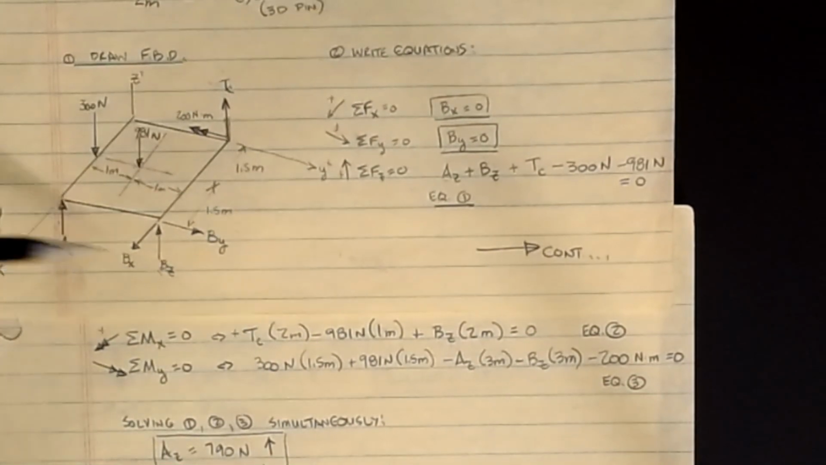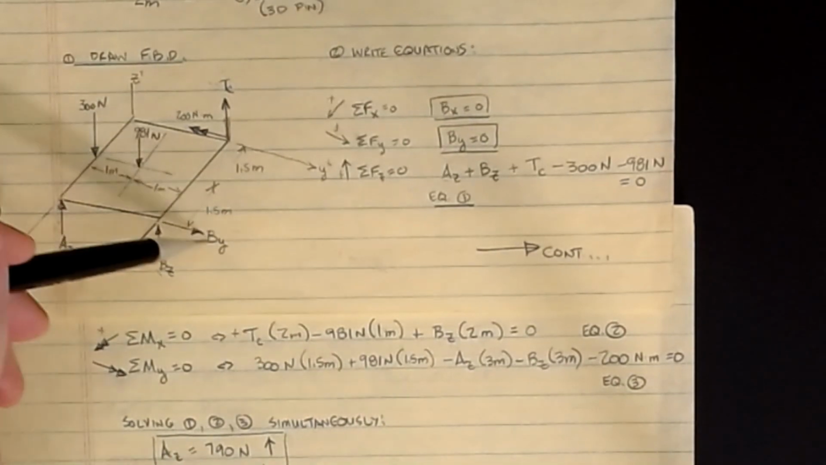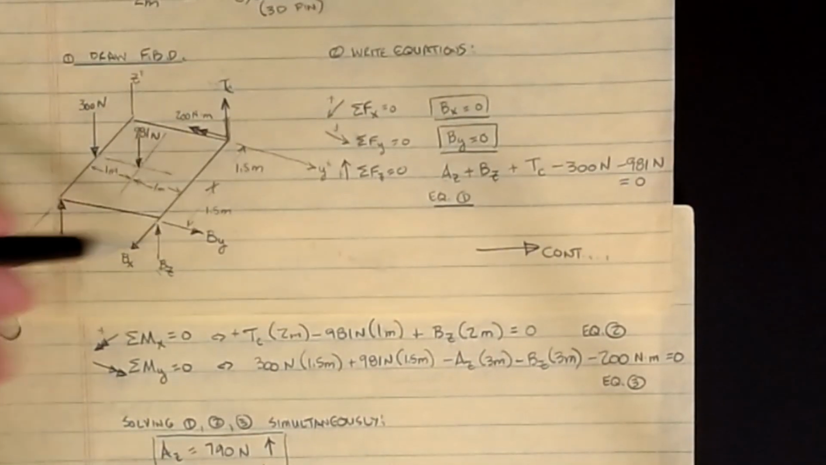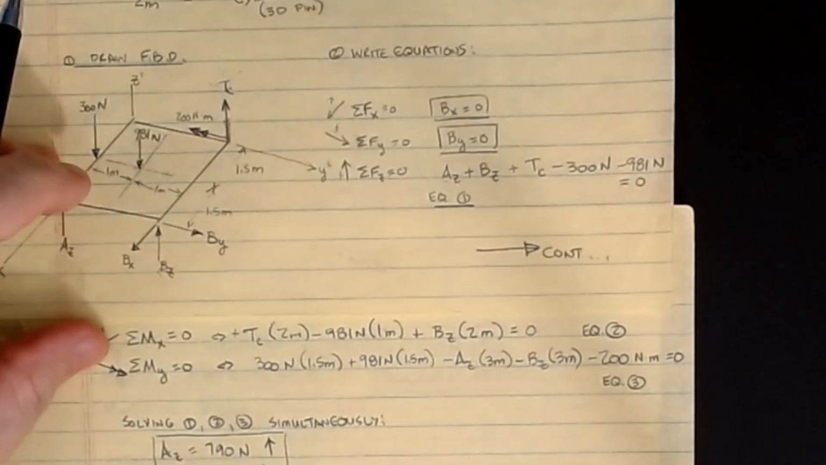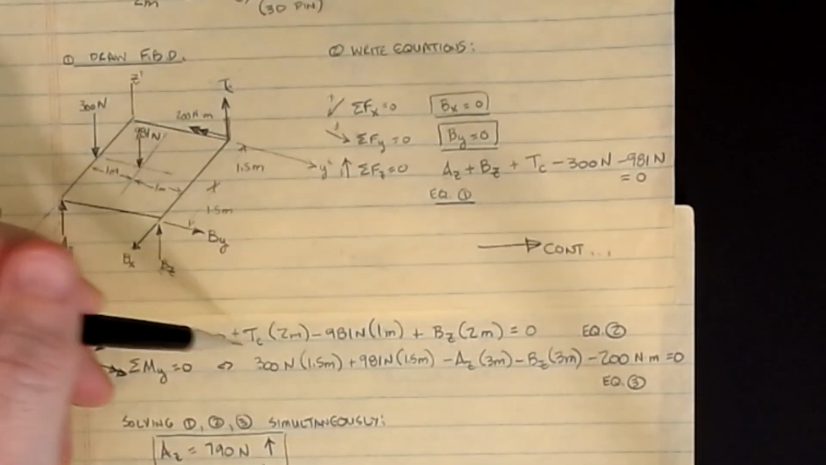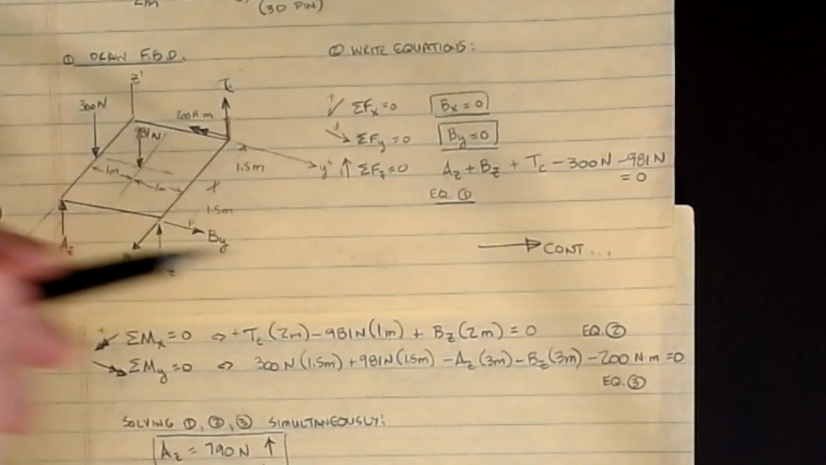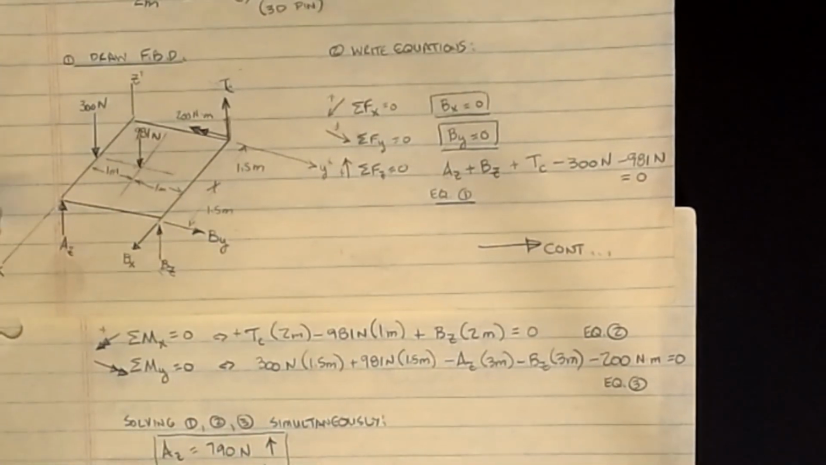BX doesn't cause a moment about x, and BY doesn't cause a moment about x, because both of them are on this horizontal plane, and the x-axis is in the same plane as BX and BY. This line intersects the x-axis. If this plate had been inclined, these would contribute. So that's all we've done. Let's call that equation 2, because again I have two unknowns in this equation, TC and BZ. That's my moment about x.